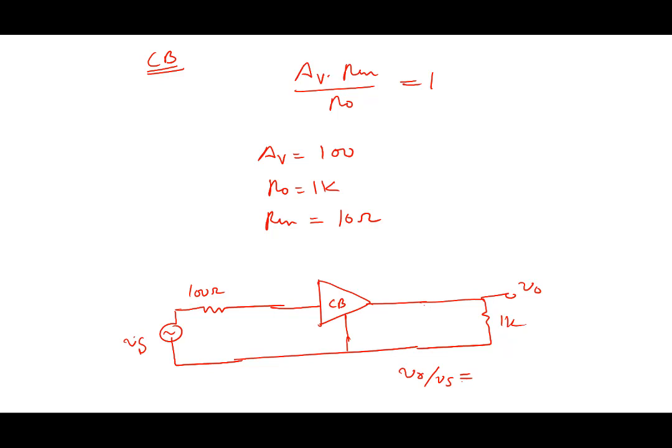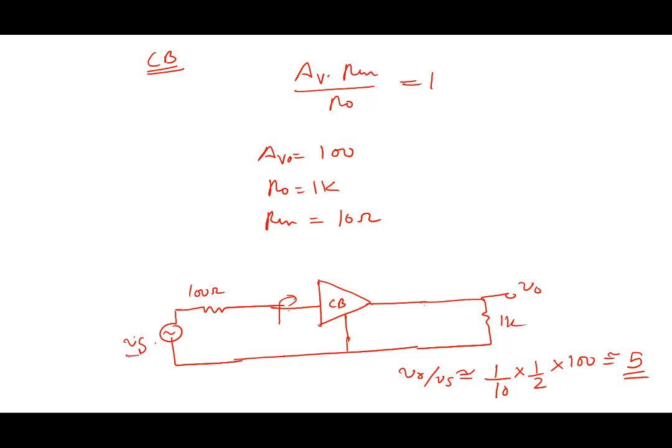What do you think will be V0 by Vs if I use a common base? Around 25, because you have 100 and you have 10. So you have a factor of 10 attenuation. The signal, because the input resistance is 10 ohms, is going to get attenuated by a factor of roughly 10. So gain would be roughly 1/10, and there's a factor of half and 100. So it is 5. The gain would be only 5. Right? Only 5. Why?